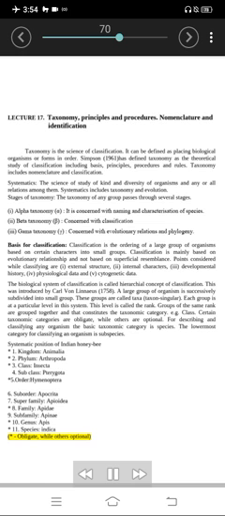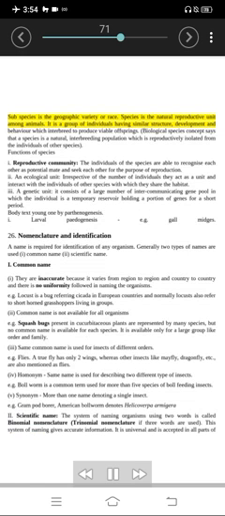Subspecies is the geographic variety or race. Species is the natural reproductive unit among animals. It is a group of individuals having similar structure, development and behavior which interbreed to produce viable offspring. Biological species concept says that a species is a natural, interbreeding population which is reproductively isolated from the individuals of other species.